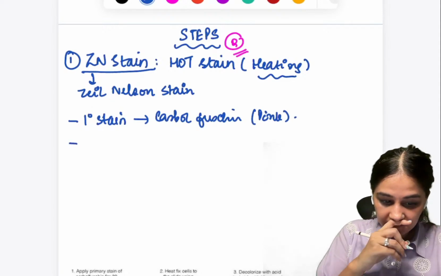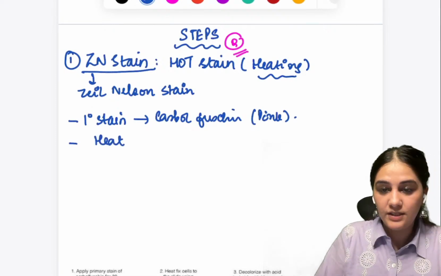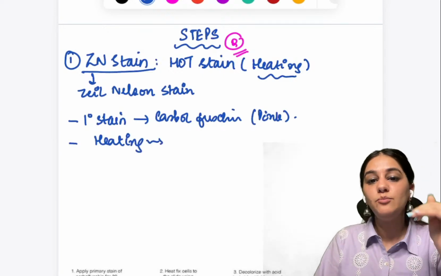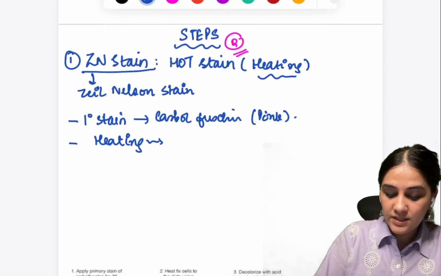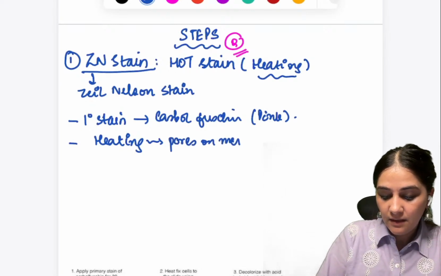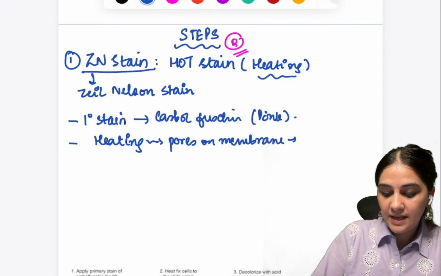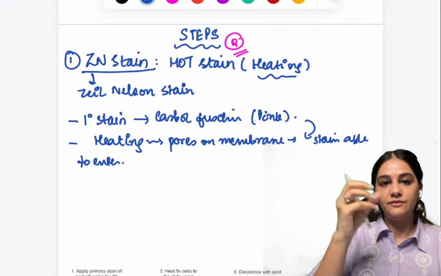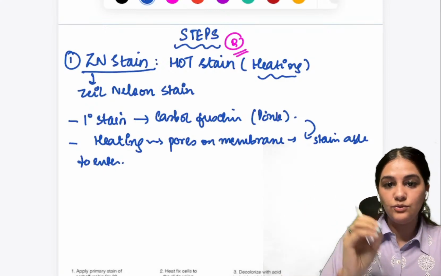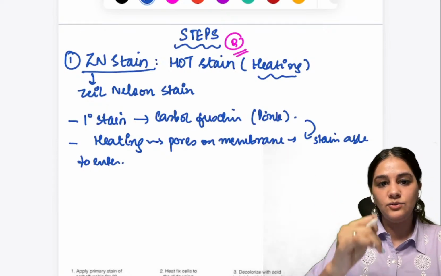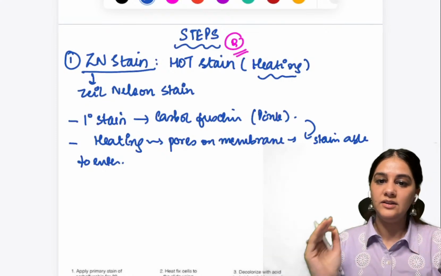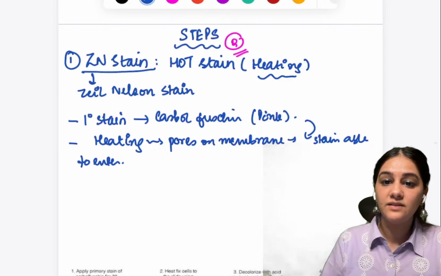Then we use heating. After we have put the carbol fuchsin, we use heating. So what is this heating doing? This heating is actually making pores on the cell membrane, and because of that, the primary stain is able to enter. So this heating makes pores, and then the dye, the primary stain, enters. When we remove the heating, the pores close and the stain is retained. So that is why we require heating.